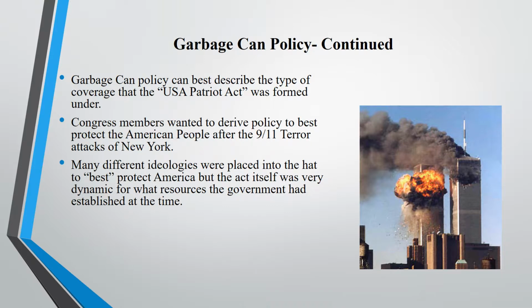Garbage can policy best describes the type of coverage that the USA Patriot Act was formed under. Congress members wanted to derive policy to best protect the American people after the 9/11 terror attacks of New York. Many different ideologies were placed into the hat to best protect America, but the act itself was very dynamic for what resources the government had established at the time.